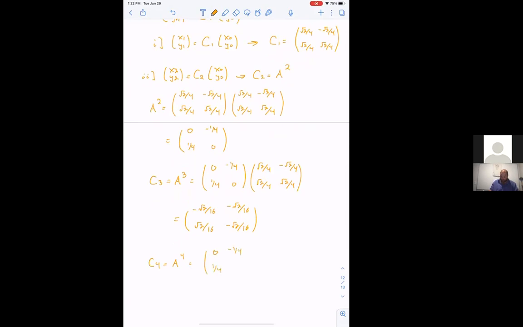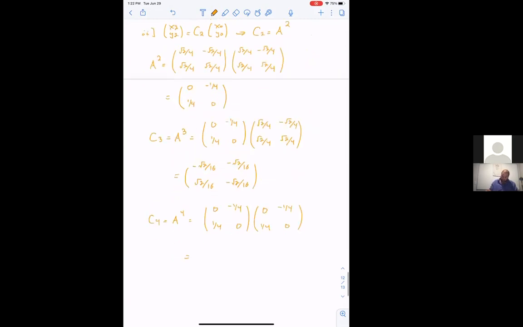I'm not going to use A cubed because it's got radicals. A squared is sort of diagonal. It's the wrong diagonal, but it's still diagonal in a different sense. I can just do A to the 4th is A squared times A squared. This gives me negative 1 over 16, 0, 0, negative 1 over 16.